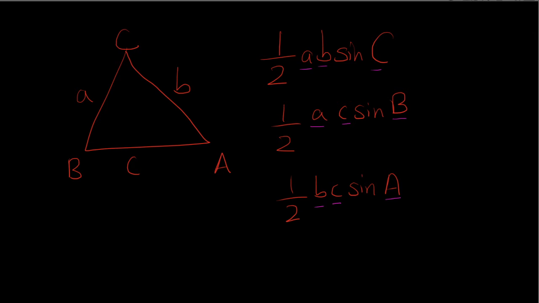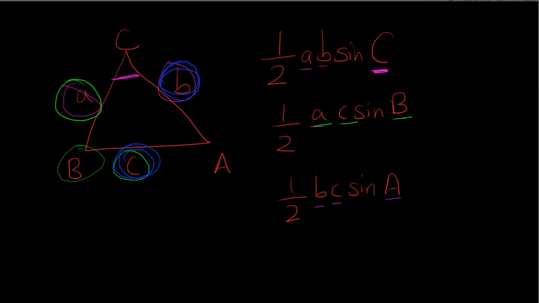So if we're going to choose sides A and B, well, we better use the angle in between it. So that's angle C. If we use sides A and C, well, we better use the angle in between it, angle B. Okay, so that's what this formula is. And then the last one, if we use B and C, we better use angle A. Okay, and that's what we have.